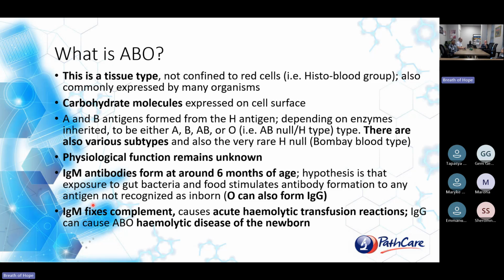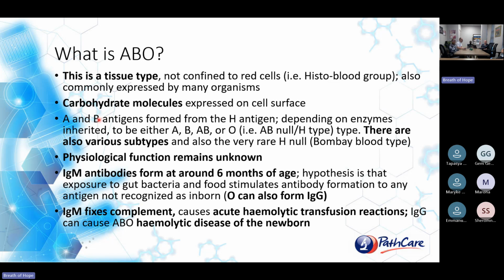It is technically a tissue type. So it's not just red cells that have these ABO antigens. Some textbooks refer to it as a histo blood group or tissue blood group. It is not unique to humans. It's commonly expressed by many organisms. And they are carbohydrate molecules that are expressed on the cell surface. And that's relevant because carbohydrate antigens tend to stimulate IgM antibodies.